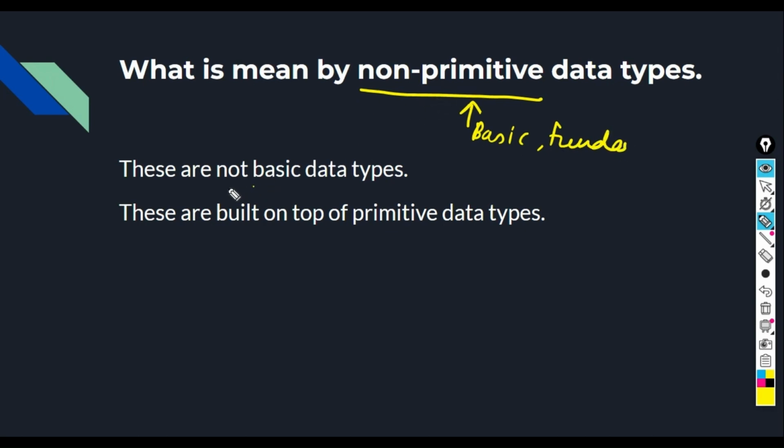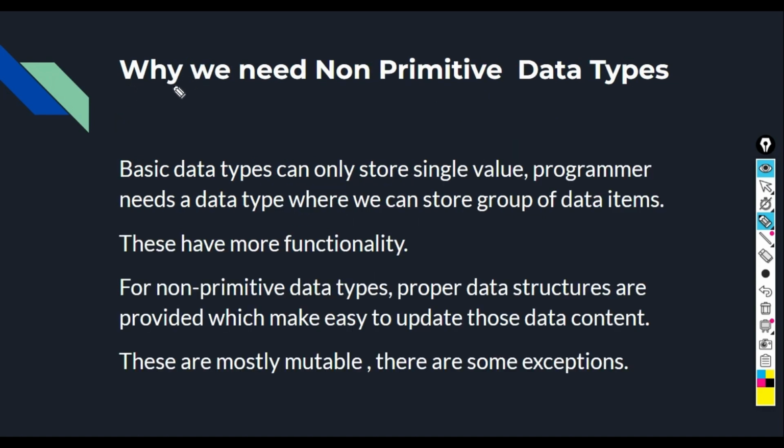Non-primitive data types are not basic data types, and these are built on top of primitive data types. It means whatever these non-primitive data types are, they are going to contain primitive data types data and also non-primitive data types data. So now there is a question: why do we need non-primitive data types?